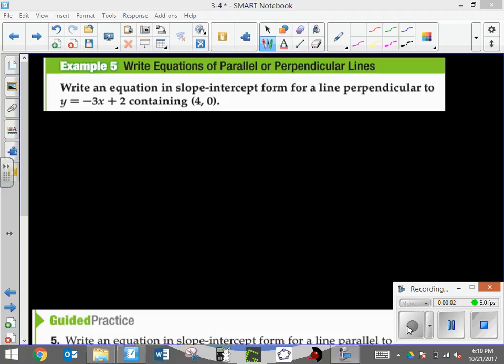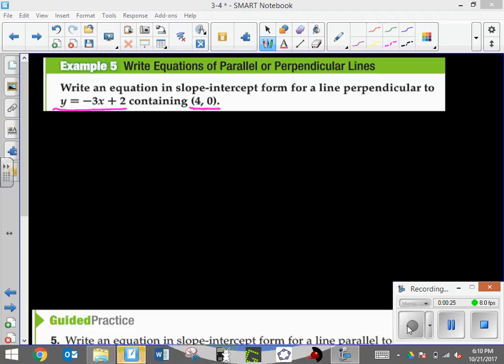These next two examples are going to still ask us to write equations of lines, but now being parallel or perpendicular to a line that I give you. So write an equation in slope-intercept form for a line perpendicular to this line, but it has to go through the point (4, 0). Okay, so we remember that perpendicular lines, there's a relationship between their slopes.